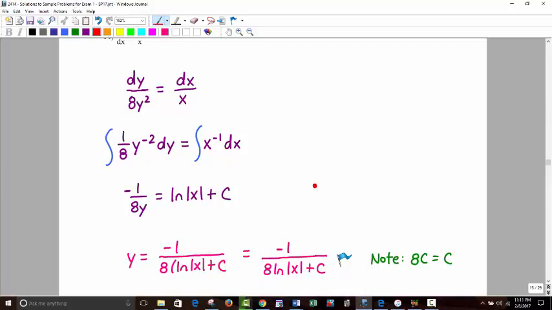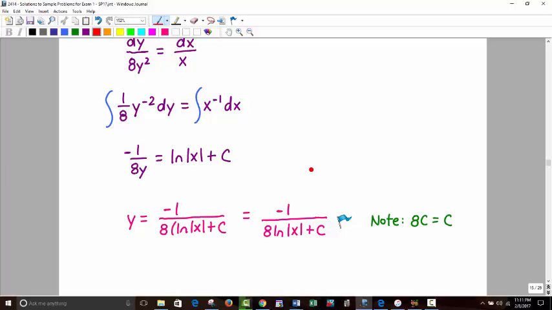So the antiderivative of y to the negative 2, using the power rule, would be y to the negative 1 over negative 1. So it's okay to leave it as a negative exponent, that's fine. But I went ahead and just dropped the negative 1 down and made it positive on the bottom. And then there's the negative from the antiderivative. And on this side, we have ln of x plus c.